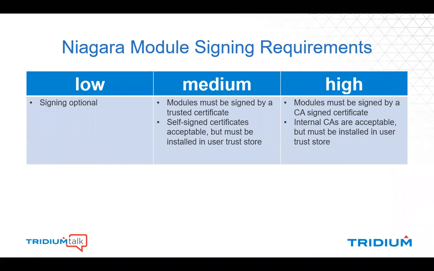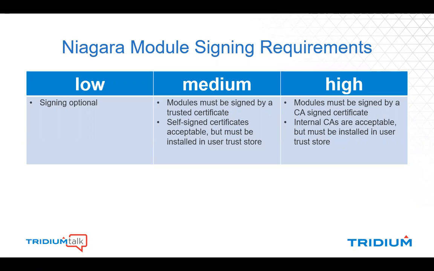In Niagara, module signing requirements are controlled by the module verification mode. There are three possible module verification modes: low, medium, and high. With the low verification mode, third-party module signing is completely optional. You'll see warnings for unsigned or untrusted modules, but they can still be installed.